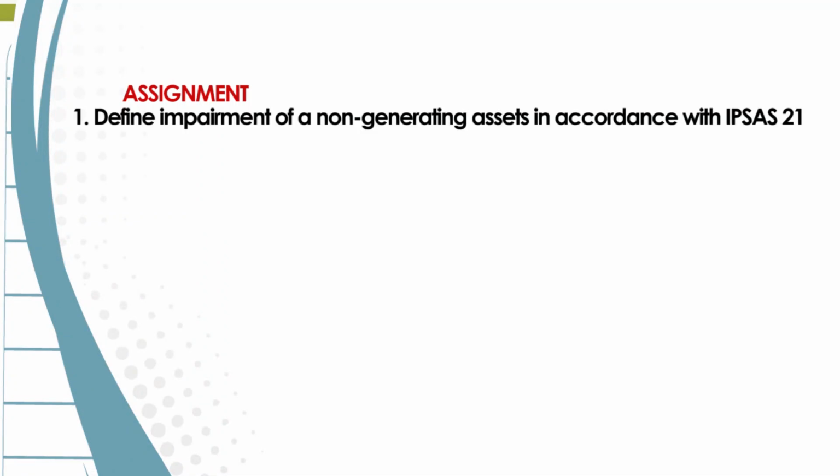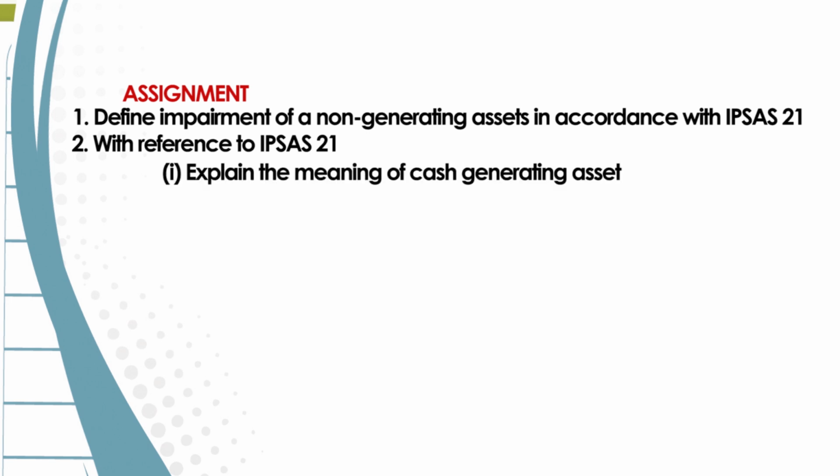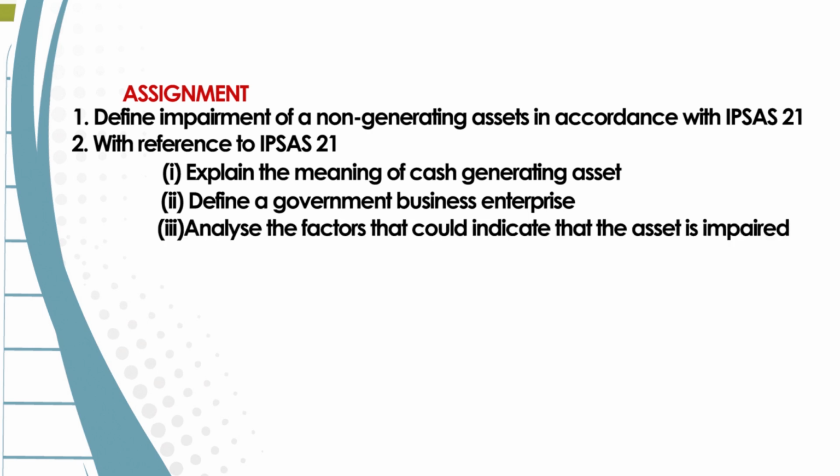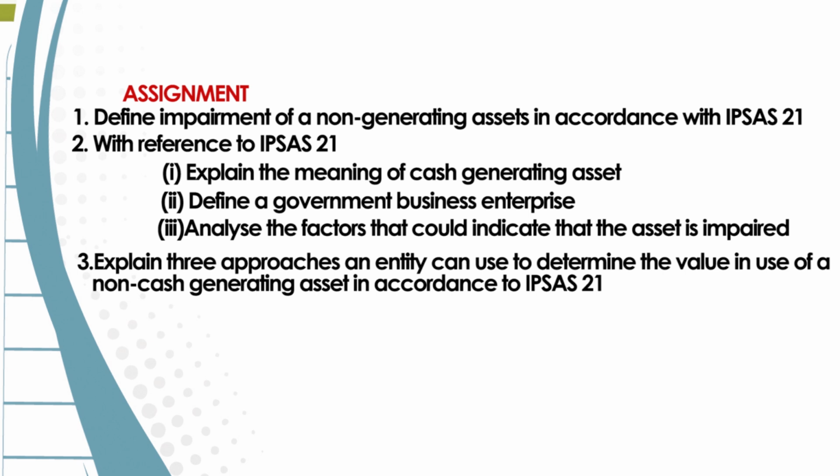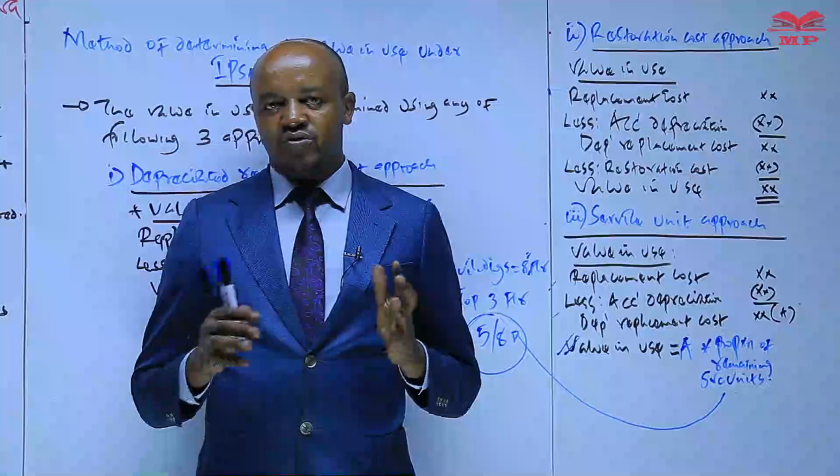So here is today's assignment. Question 1, define impairment of non-cash generating asset in accordance with IPSAS 21. Question 2, with reference to IPSAS 21, impairment of non-cash generating asset: Roman 1, explain the meaning of cash generating asset. Roman 2, define a government business enterprise. Roman 3, analyze the factors that could indicate that the asset is impaired. And then the last question, question number 3: explain 3 approaches an entity can use to determine the value in use of a non-cash generating asset in accordance with IPSAS 21.